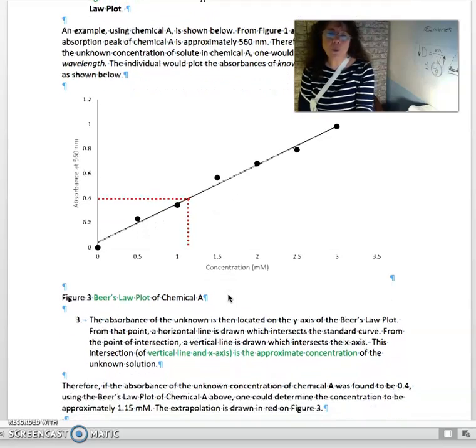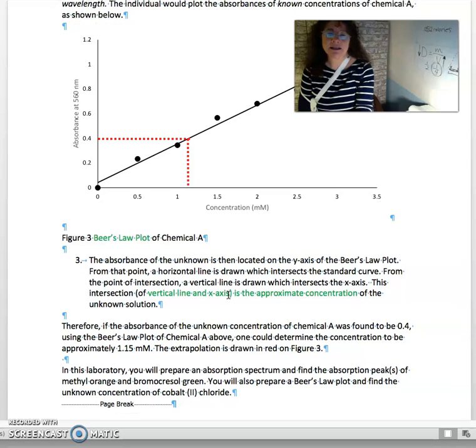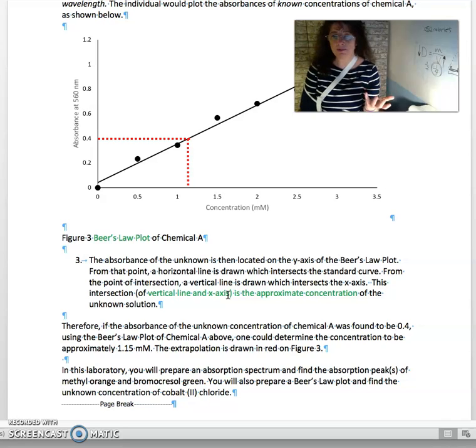So that is your way of looking at your peak absorbance at your peak absorbance wavelength and comparing that to find out not only your unknown, but the concentration of your unknown in your sample.